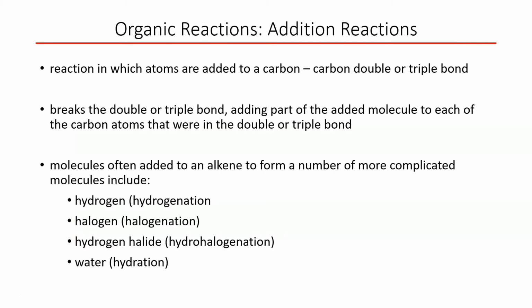So an addition reaction is where atoms are added to my carbon chain. And usually when we do this, we're breaking a double or triple bond. And when we break our double or triple bond, we will add something to each of the carbons that was in that bond. Now, depending on what we add, that determines the type of reaction. However, the process is the same. So if we add a hydrogen, it's hydrogenation. A halogen, halogenation. A hydrogen halide, hydrohalogenation, or water, hydration.